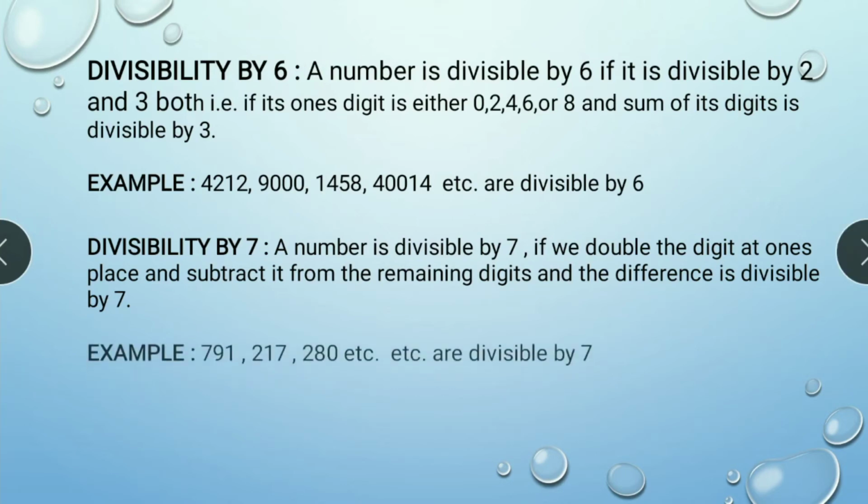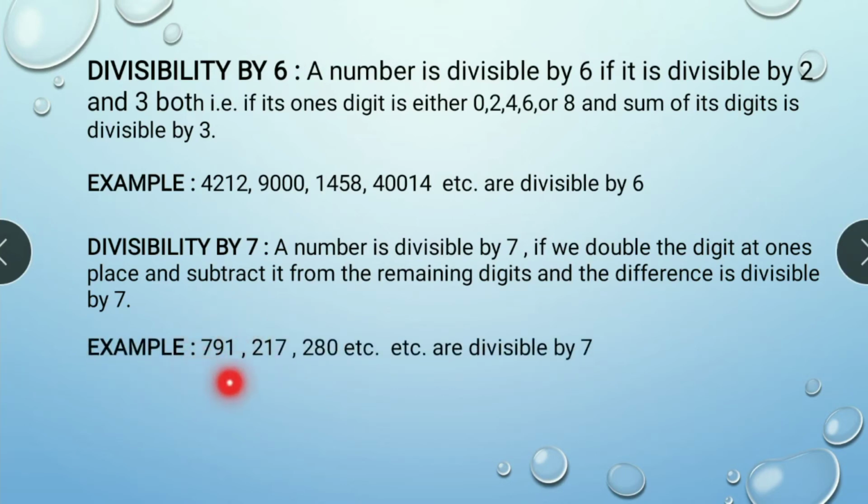See, here we have 791. If you will double the digit at ones place, that is 1. So 1 into 2, that will be 2. Clear? 79 minus 2, that will be 77. 77 will be divisible by 7. Clear? Now see here, we have 217.